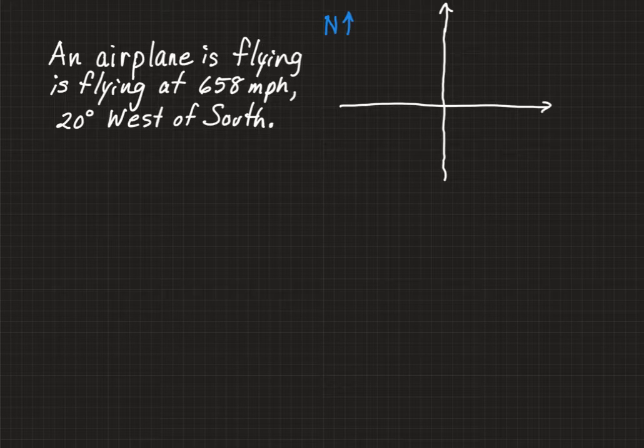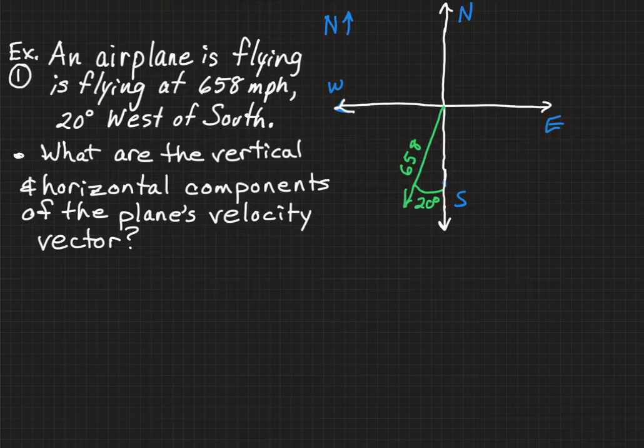So if we follow the convention that north is up on our page, then 20 degrees west of south would be approximately somewhere in here. Okay? North is up, south is down, and we're talking 20 degrees to the west. Because if north is up, we also have east, south, and west in these directions. So our question is, what are the vertical and horizontal components of the plane's velocity vector?